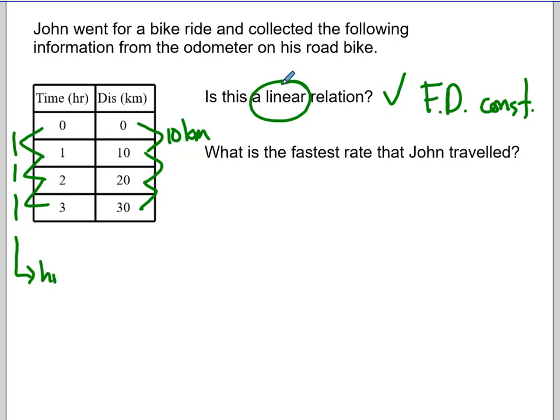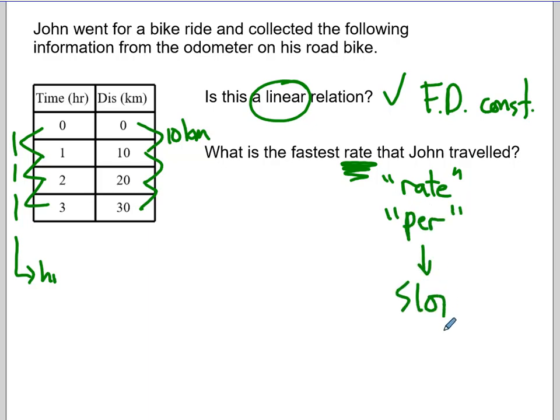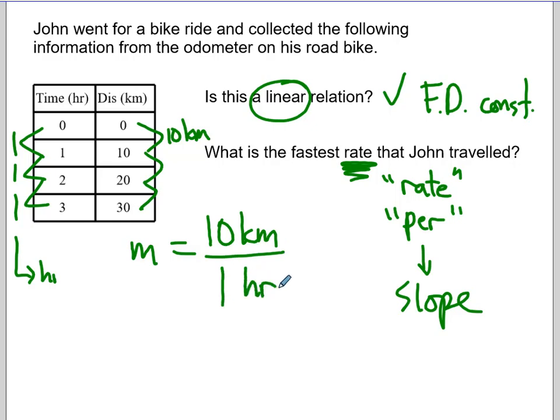What is the fastest rate that John traveled? Now this is a key word. Anytime you see rate or per, those are indicator words that you want to find slope. And you gotta know that, okay? So what is the fastest rate? That immediately tells you find the slope. So the slope for this problem, because we have multiple strategies to do this, we could use our table of values. That would be the strategy I would use because it's quickest. It's right there in front of me. It's 10 kilometers every 1 hour.